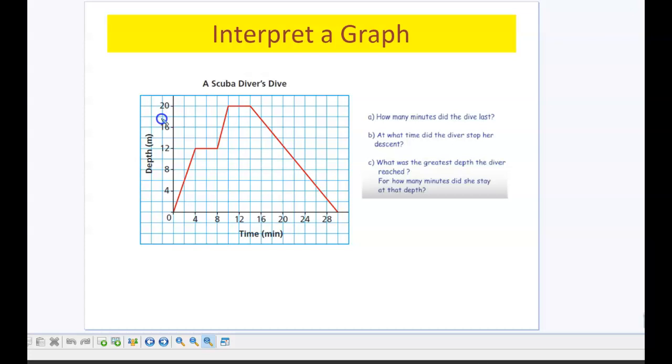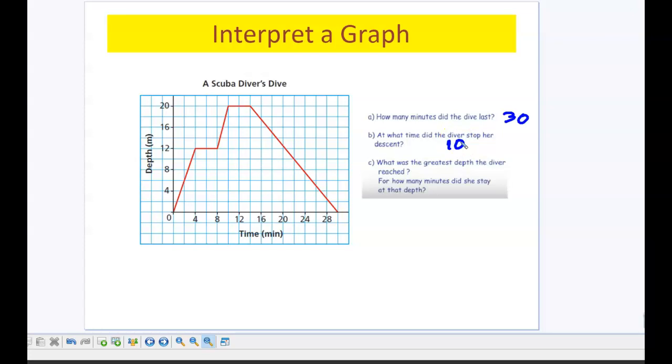How many minutes did the dive last? Well, if we look at the time on the bottom, each line counts for 2 minutes. So it looks like the dive lasted a total of 30 minutes. At what time did the diver stop her descent? Well, it looks like the diver dove down to a depth of 20 meters, and it looks like at about 10 minutes is where she stopped her descent.